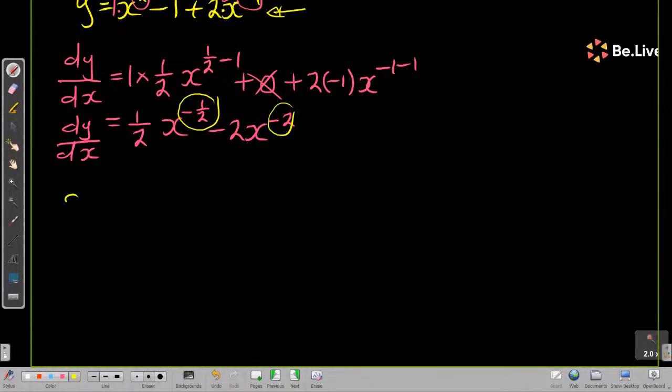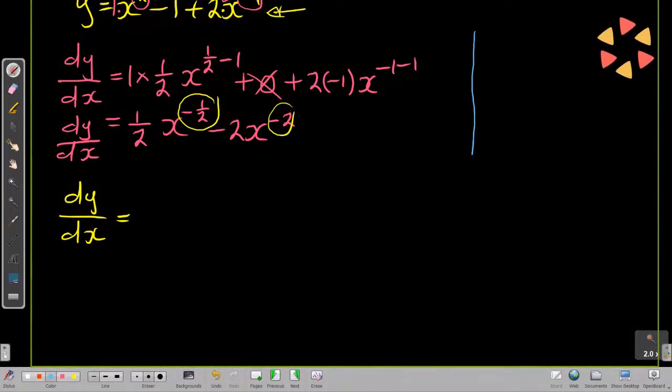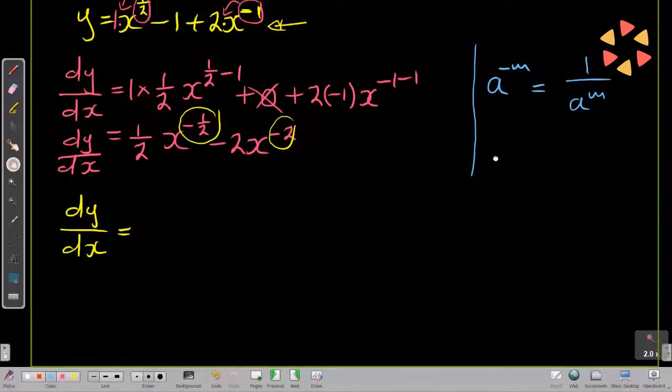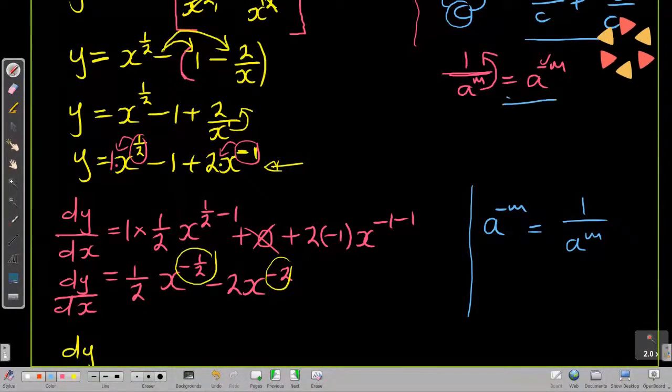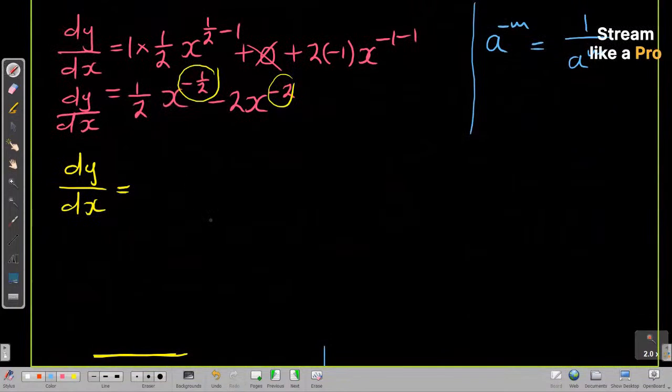So what do I do? I write dy over dx is equal to, now when I want this one to go back here, let me just quickly do this. If I'm given a to the power negative m, and I want to remove that negative, I say 1 over a to the power of m. So what I'm simply doing is rewriting this in this direction. A to the power negative m is 1 over a to the power m. I'm just doing the same thing but reading it from right to left.